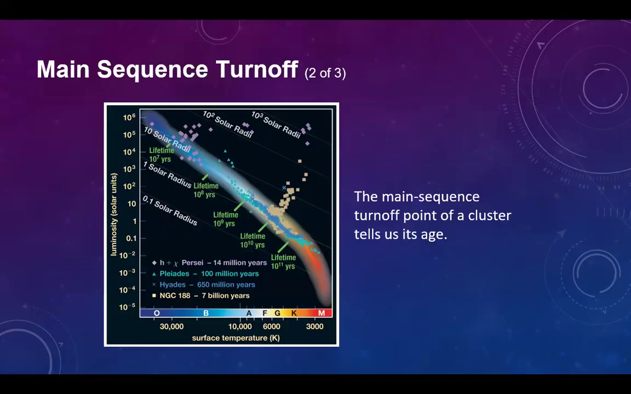And by looking at the main sequence turnoff point for a cluster, we can figure out its age. So here are several clusters. Here we have Persei. It's a very young cluster because its turnoff is only up here at around 14 million years. The Pleiades is at about 100 million years here. The Hyades is at 650 million years, about here. And NGC 188 is about 7 billion years here.